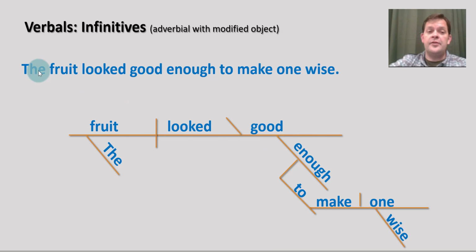Here's another example of an infinitive. "The fruit looked good enough to make one wise." Here, the infinitive is functioning adverbially, modifying "enough." So everything else there I think is straightforward, but "good" is modified by "enough." "Enough" is modified by "to make one," and then "wise" modifies "one."